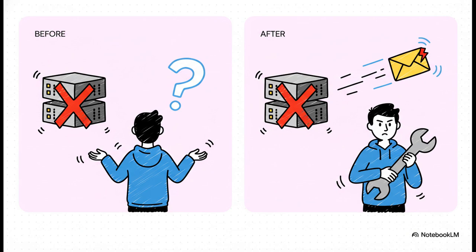Before you set them up, a broken build could just fail silently. The developer who wrote the code has no idea there's even a problem. But after you set up alerts, the second a build breaks, an email is instantly shot out to the team. They find out immediately and can jump on the fix.